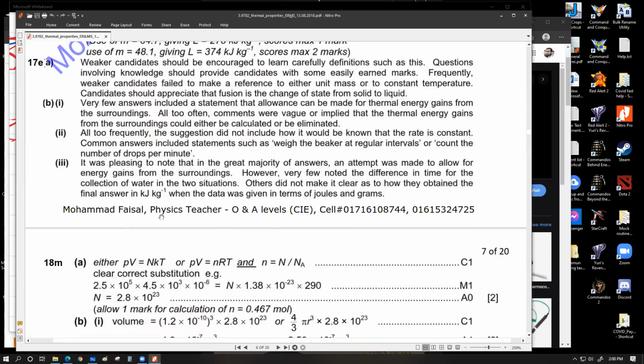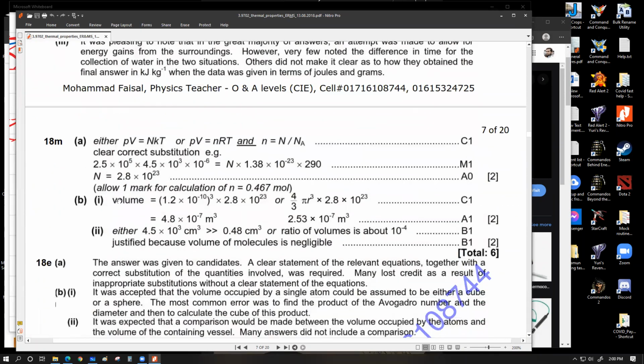Number 18. You can see over here that the volume can be directly done by cube, or you can directly go by 4/3 pi r cube. So both of these approaches are equally acceptable. And then you just have to say that 4.5 × 10^? centimeter cube is way too big compared to 0.48 centimeter cube. Our ratio of the volumes is about 10 to the power minus 4. Justified because the volume of the molecules is negligible.